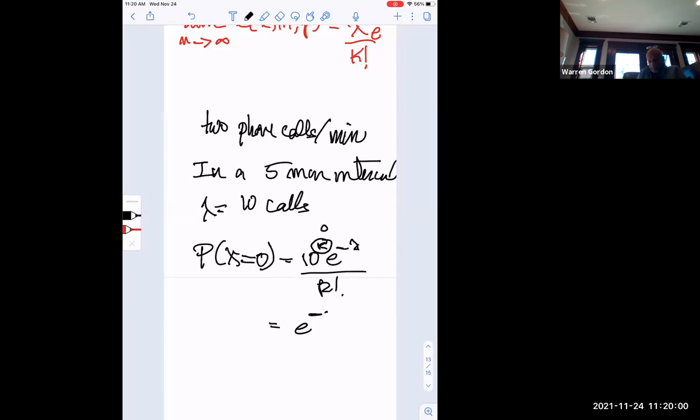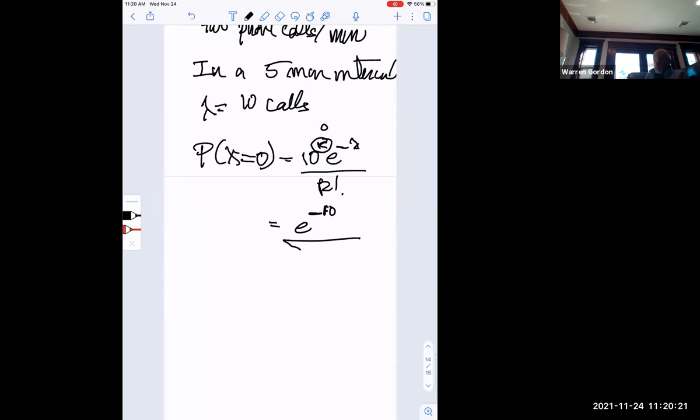I can't read my own handwriting. Where are my pluses? E to the minus 10. So once we recognize what lambda was, the problem becomes very simple. I do it a little differently in the book, by the way.